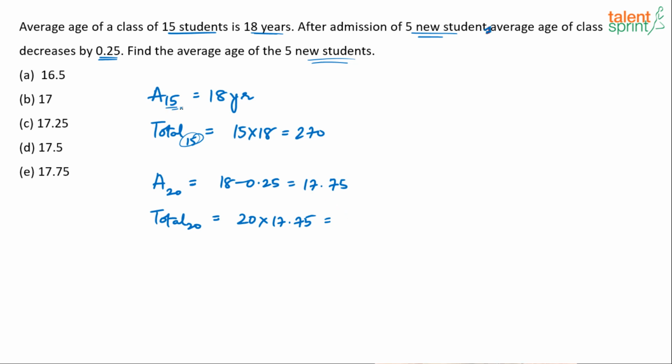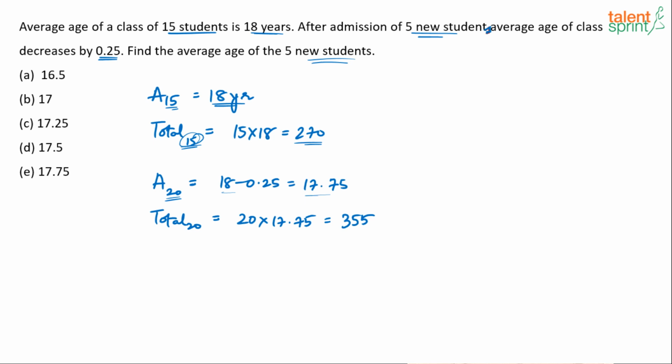Average of 15 students is 18 years, so the total of those 15 students is 18 times 15, which is 270. Average of 20 students, he says, decreases by 0.25, so 18 minus 0.25 is 17.75. So what will be the total of these 20 students? 20 times 17.75. See, 20 times 18 is 360, minus 20 times 0.25 is 5. So 355. Yes or no?